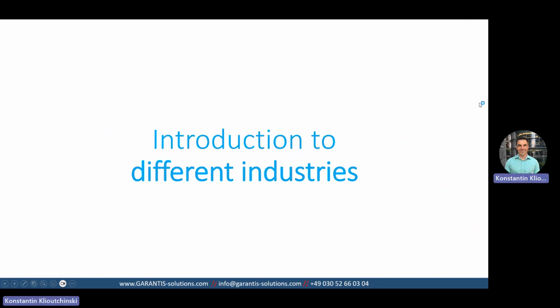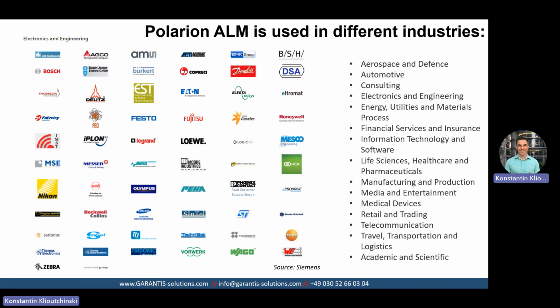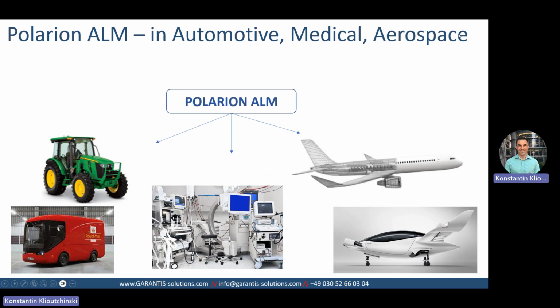So introduction to different industries. If we look at the website of Siemens and the section Polarion ALM, we can see many different companies using Polarion. And on the right side, we can see the industries. So there are aerospace and defense alphabetically on the first place, but also automotive, energy, financial services, pharmaceutical, medical devices, travel. They all can use Polarion to manage requirements and application lifecycle management. So these are some examples of industries. You can use Polarion to describe a tractor. You can use it to describe electric van or medical devices or airplanes. And we will talk today about the airplanes.